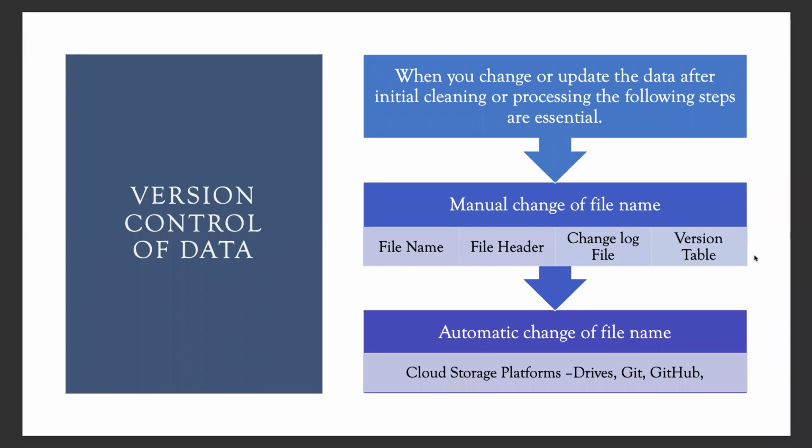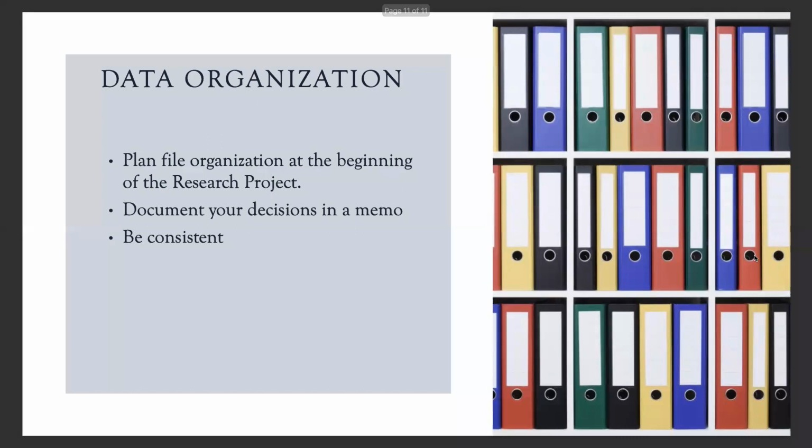So make sure if you're changing something in the file, you save as and note down what changes you have made and put it in the right folder, and create a version table. Whenever you are making any change, you just put what change you have done and what time you have done the change. So data organization is a very important part.